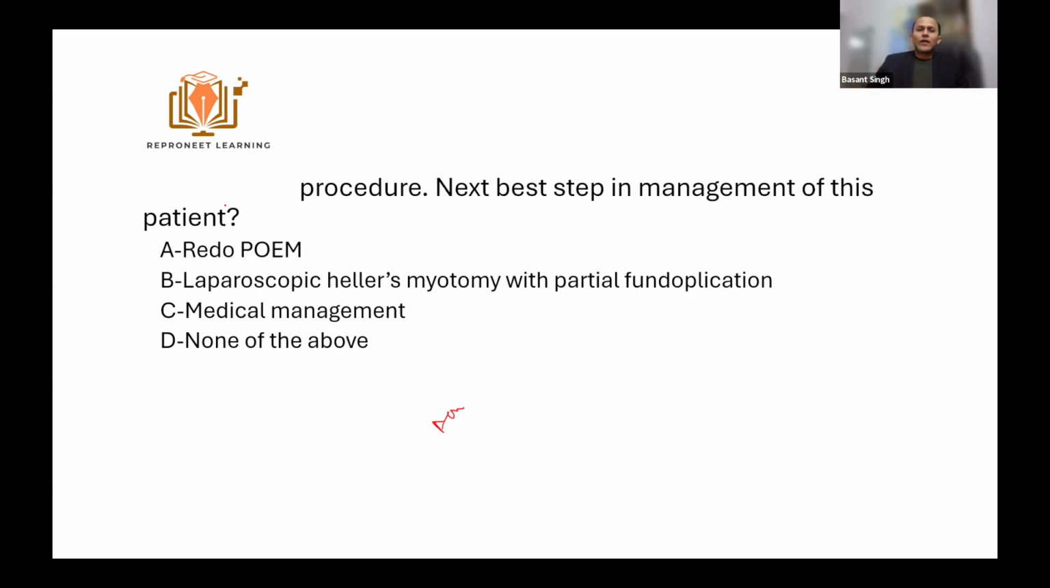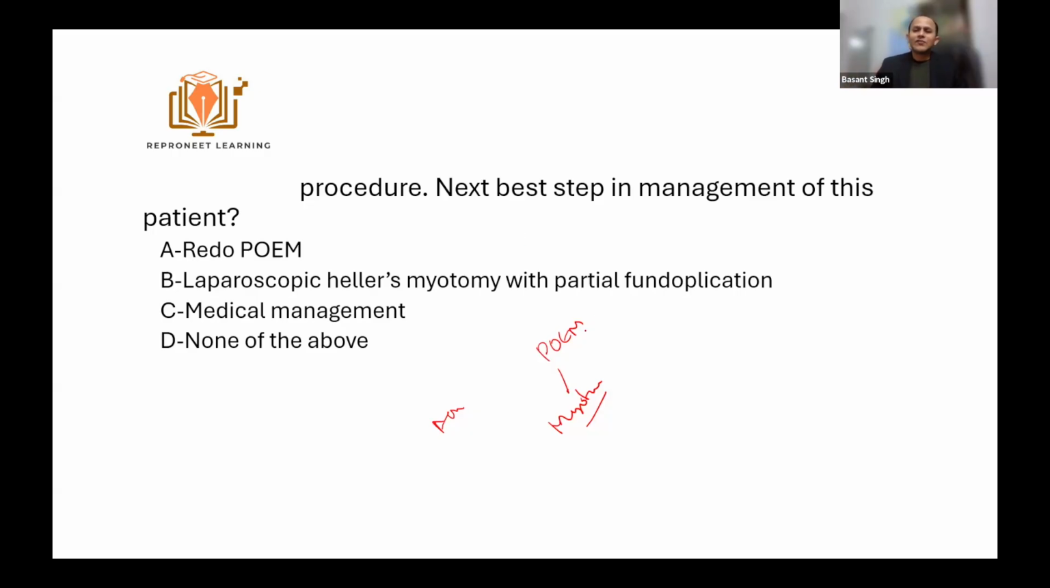So why do you have failed POEM? You can have two reasons why POEM is not working. Number one, your myotomy is not good, maybe due to a technical reason, the gastroenterologist is not that confident and has not done a good myotomy. It happens with Hellers also. If you have not done a good myotomy, then they will have recurrence of dysphagia.